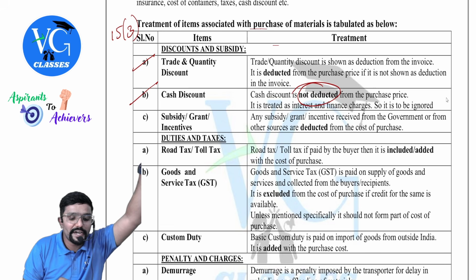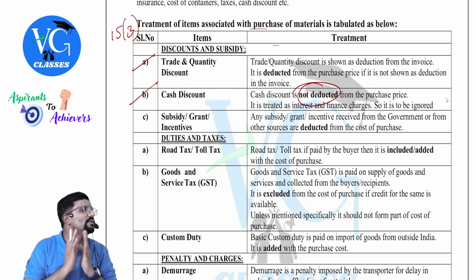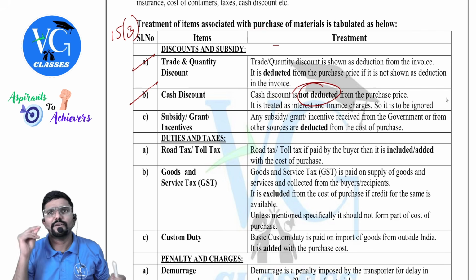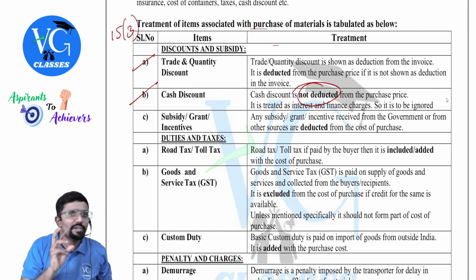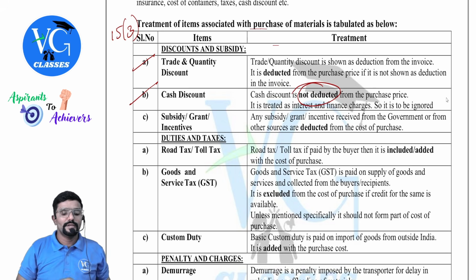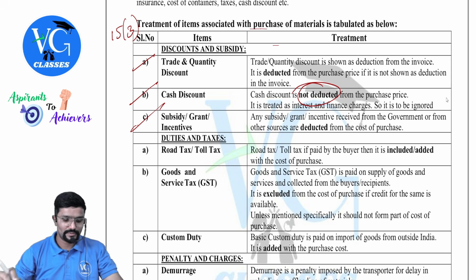Now, if it is a trade or quantity discount, what should you do? Reduce it. If it is a cash discount, don't do anything. It will be taken care of in accounts. They will pass a journal entry for it. Will we include it or reduce it while calculating the value of inventory? No. Next, coming to subsidy or grant or incentives.